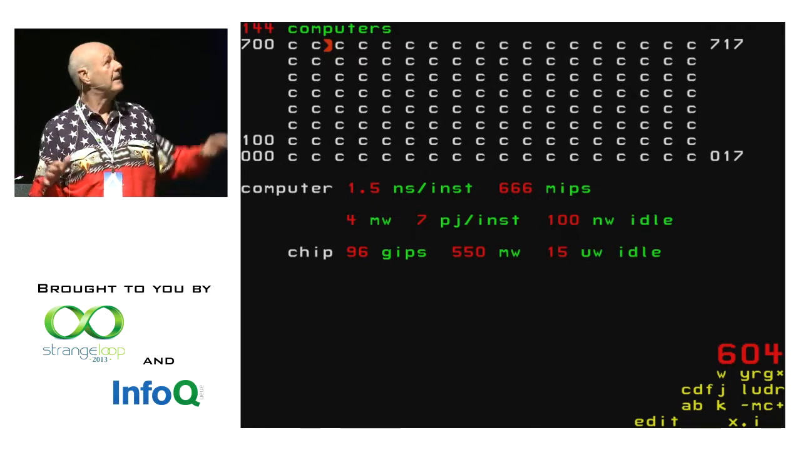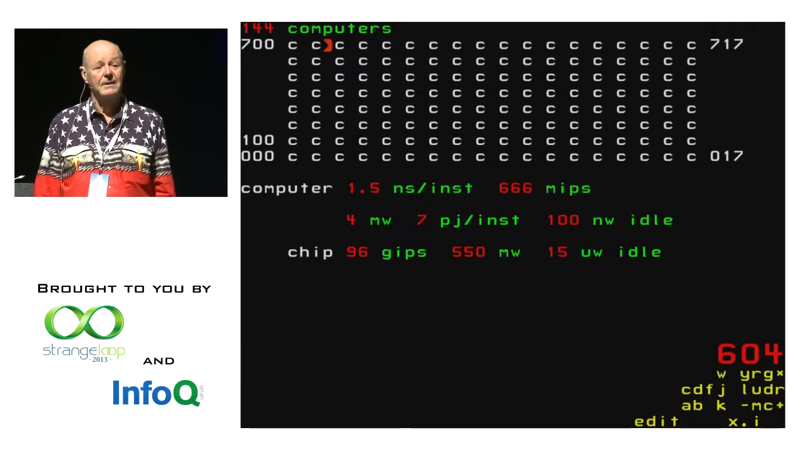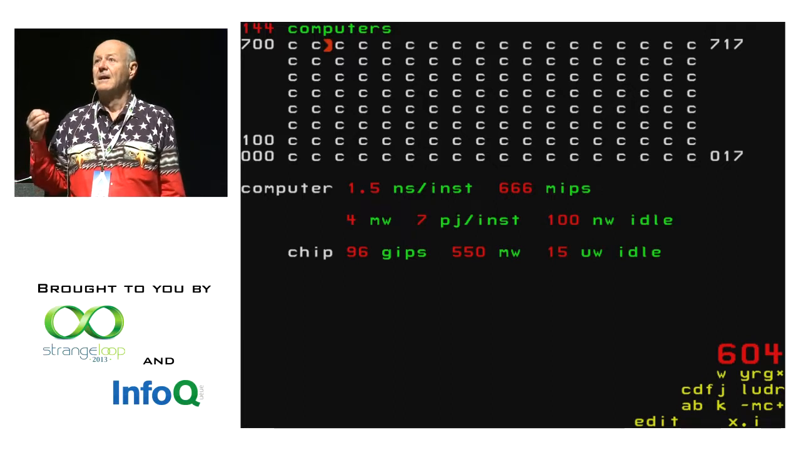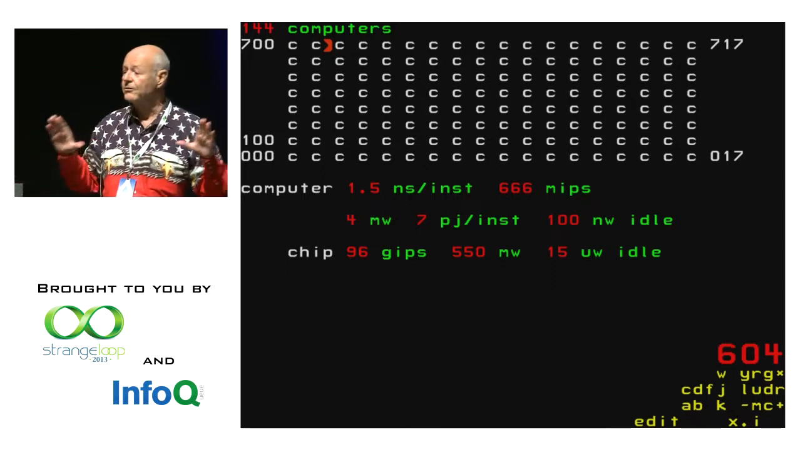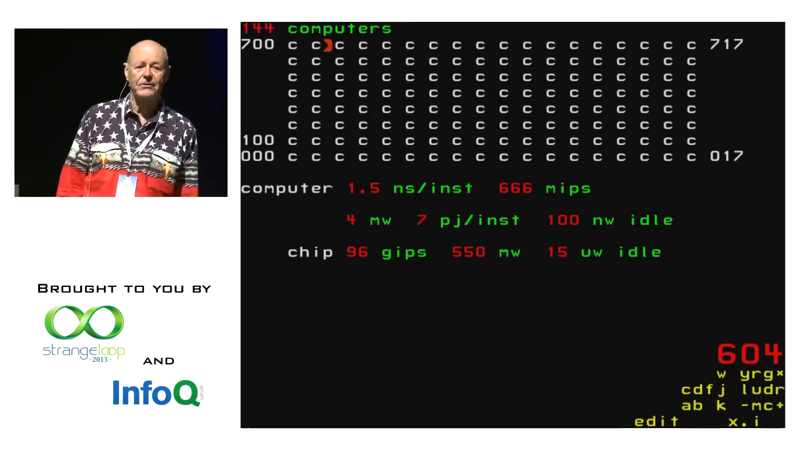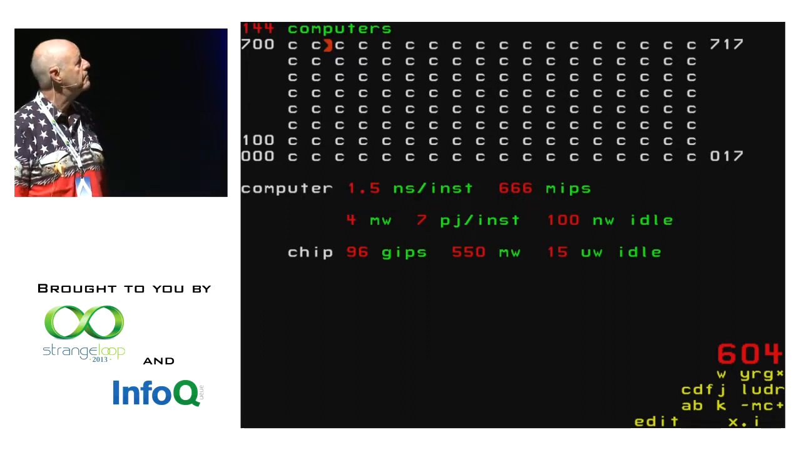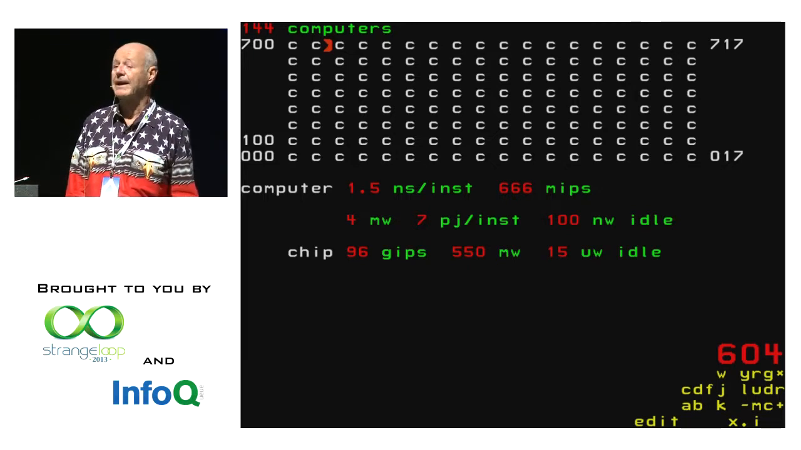If the chip is idle at reset, 15 microwatts of leakage current. All the transistors are sitting there, no transistors changing state, but you still get a little bit of leakage through the gate. This is what I mean by low power. This is the lowest power computer that I know of.